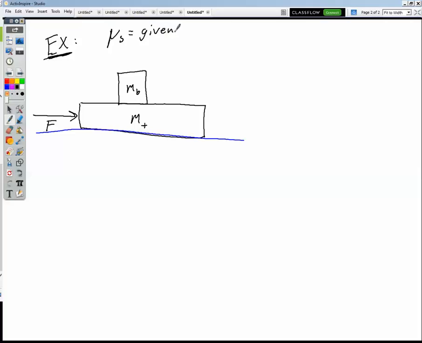So the question that we can ask here is, what is the maximum force F so that the block doesn't slide? If we push with too much F, then the force of friction that's occurring here between the block and the textbook is not going to be large enough to force the block forward at that acceleration. So we want to know what that maximum F is so that the block doesn't slide. The key here is the free body diagram for the two objects.